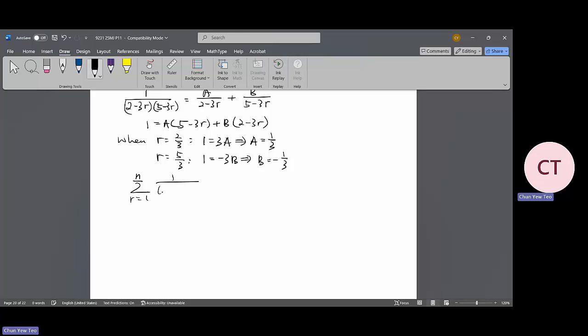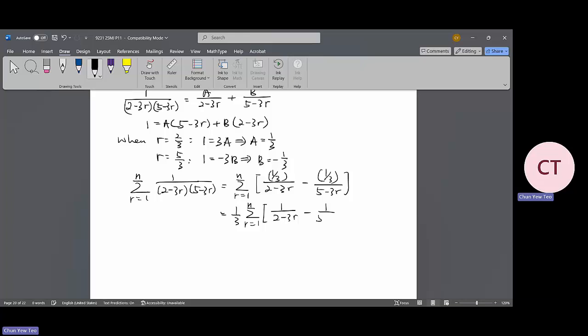1 over 2 minus 3r multiplied by 5 minus 3r can be decomposed into 1 over 3 divided by 2 minus 3r minus 1 over 3 divided by 5 minus 3r. So they have a common factor, which is 1 over 3. We can factorize it out. That makes this inside here become 1 over 2 minus 3r minus 1 over 5 minus 3r.